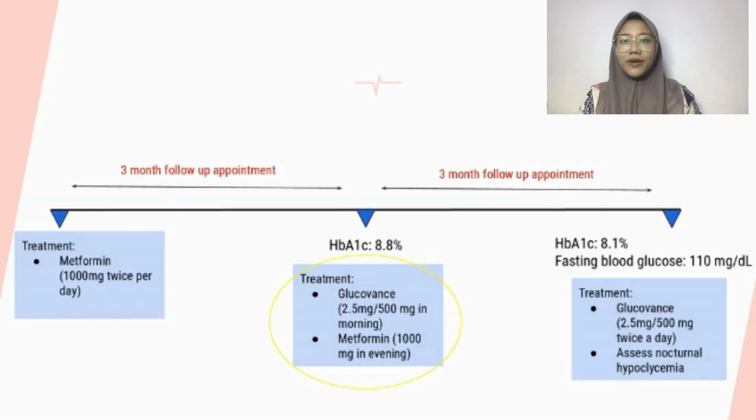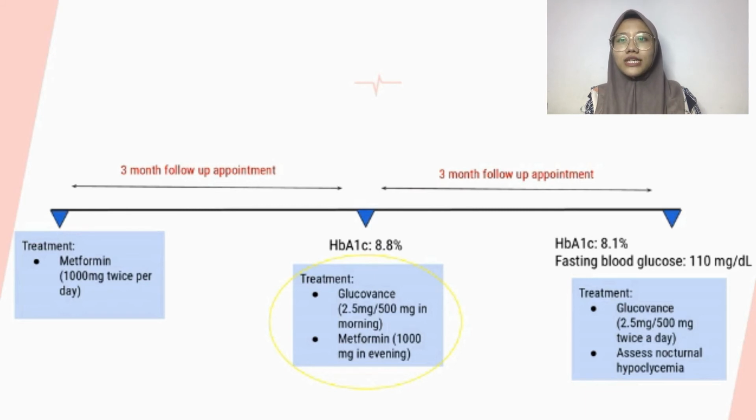At her next 3-month follow-up appointment, Mrs. N has an HbA1c level of 8.8%, and claims to be sticking with her meal and exercise plan the majority of the time. Although the metformin achieved a small decrease in her blood glucose level, she has not obtained a satisfactory result. The physician prescribed glucagon 2.5 mg per 500 mg in the morning and continues with metformin 1000 mg in the evening. Mrs. N returns for a 3-month follow-up.